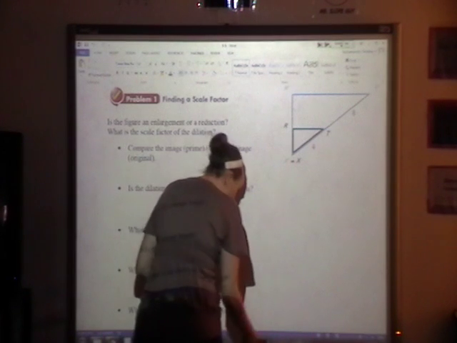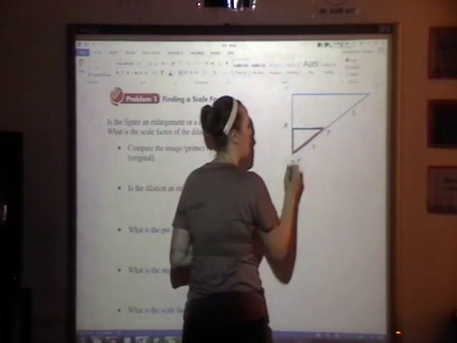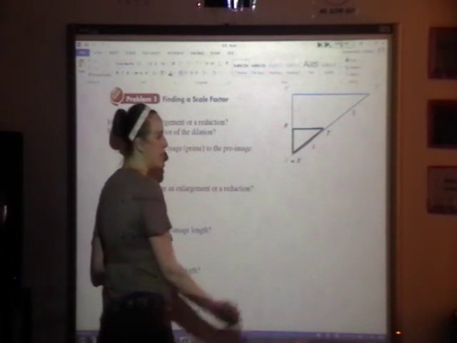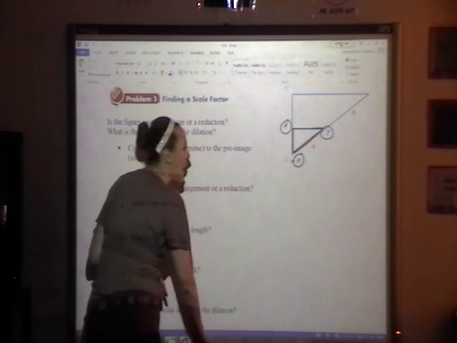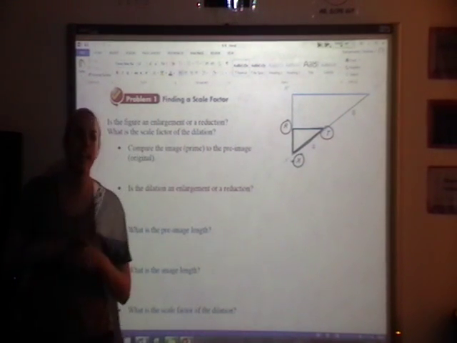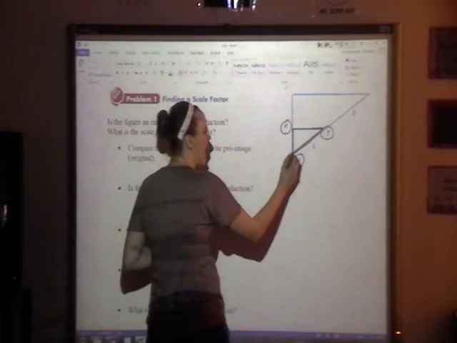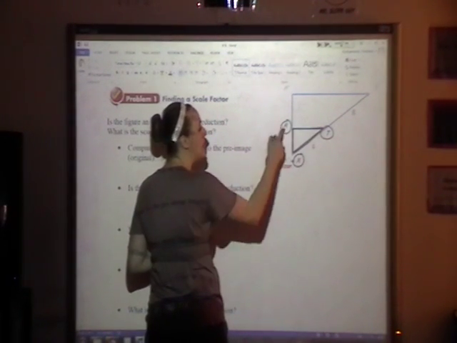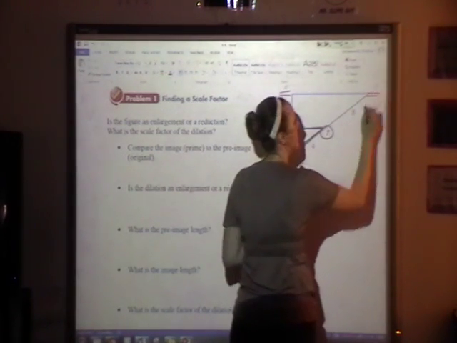So our original figure is going to be X, R, T, because those are all my original vertices. When I do something to them, that's when they get their primeness. I did something to X to get X prime. I did something to R to get R prime. And I did something to T to get T prime.